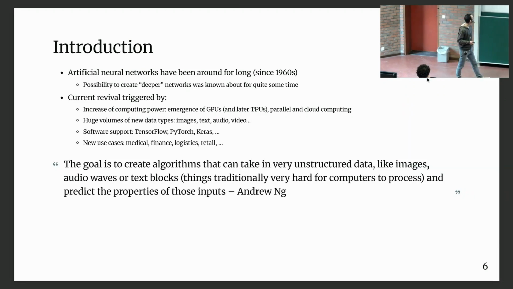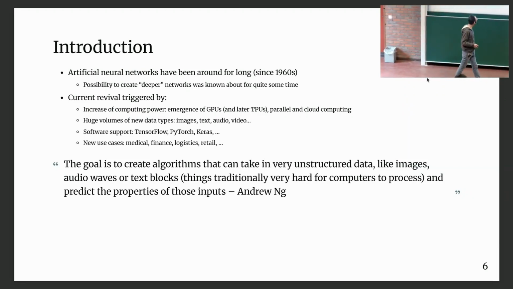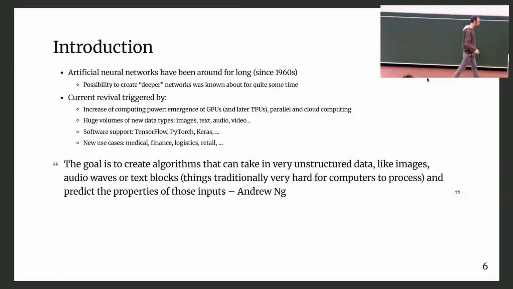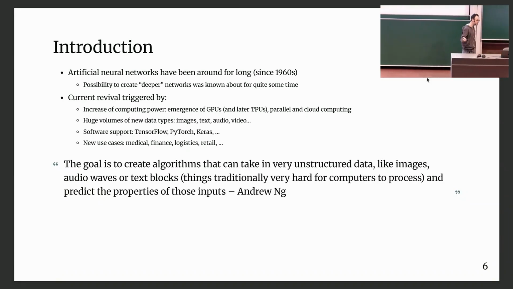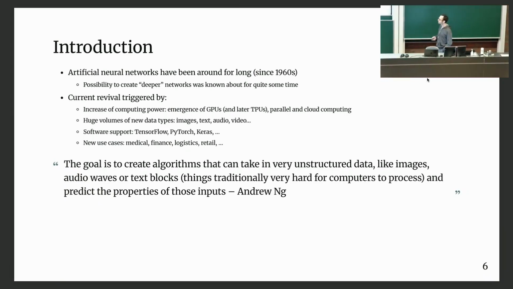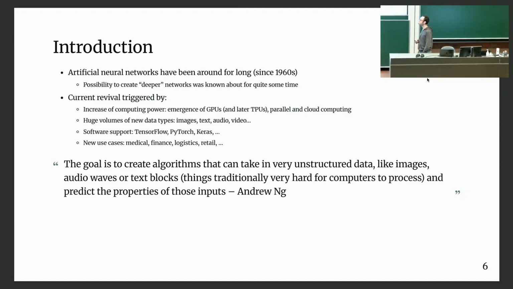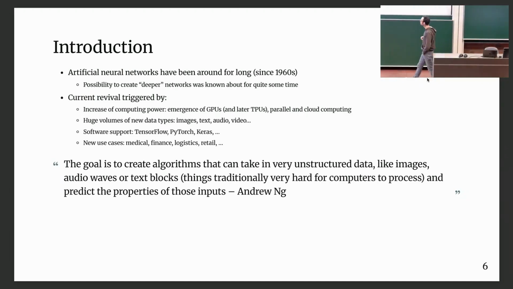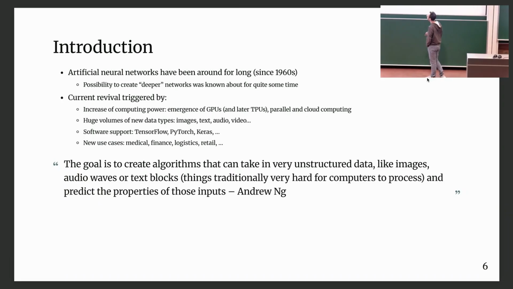Now, today we have better computing power. We have GPUs, graphical processing units, and tensor processing units, and neural processing units, as AMD is calling them nowadays. We have cloud computing and so on. So we have better compute power. We have more data sets, larger data sets. We have good software libraries that help us to design these architectures, and perhaps we have new use cases as well.